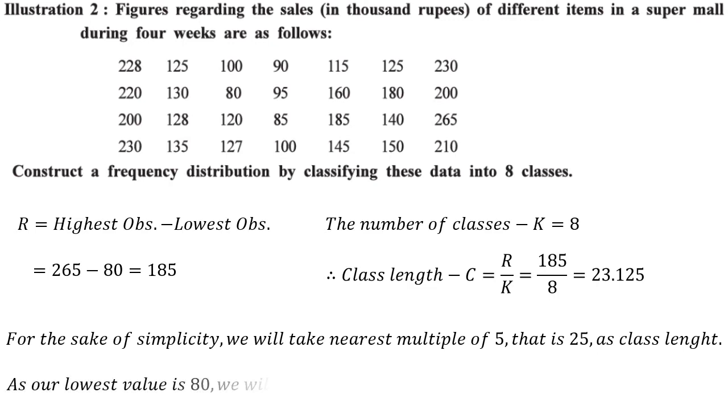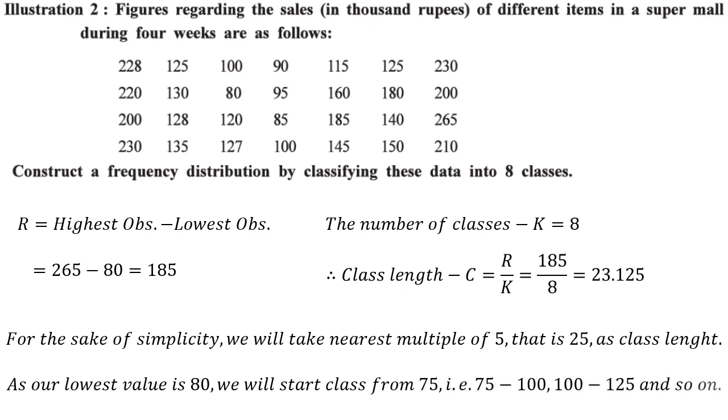As our lowest value is 80 and our class length is 25, we will start our class from 75, that is 75 to 100, 100 to 125 and so on. Now these are some things which we have to think on our own. If we start from 80, then 80 to 105, then 105 to 130 will be odd numbers. Rather, if we start from 75, then 75 to 100, 100 to 125 will be simple to understand and to follow.